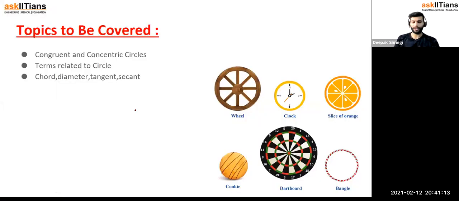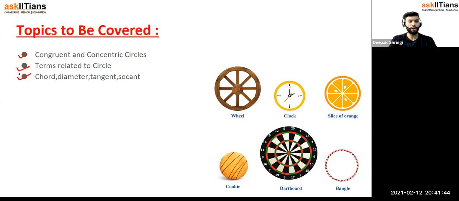So now guys, in today's session, our major point of discussion will be the congruent and concentric circles. What is the meaning of them? Then what are the terms related to a circle? We are going to discuss the chord, the diameter, the tangent, the secant, the meaning of all of these terms. There you can see some examples of circles given to you: a wheel, a clock, a slice of orange, cookies, the dartboard, bangles. All of these are in circular shape, right?